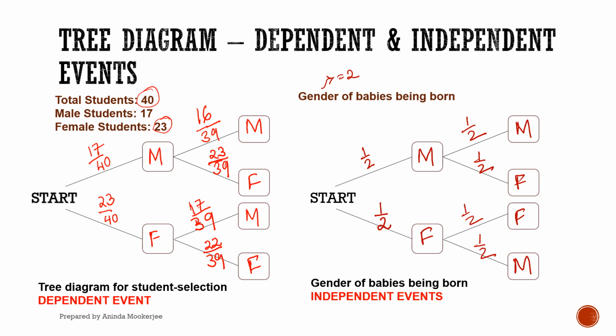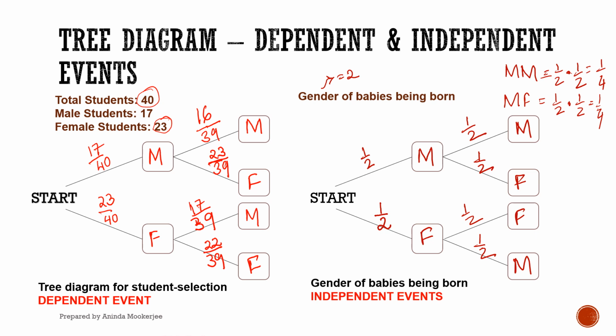So in this example, what is the probability of having a male followed by a male, two boys? It is 1/2 times 1/2, which is 1/4. What is the probability of having a male child followed by a female child? It's 1/2 multiplied by 1/2, which is 1/4.